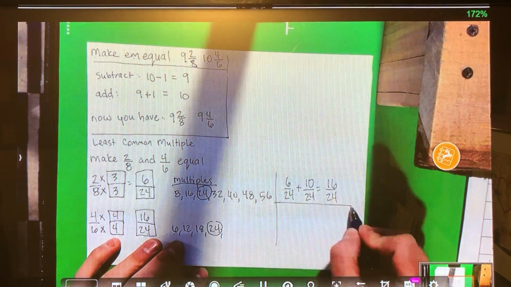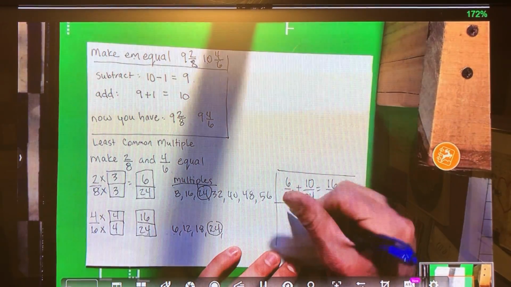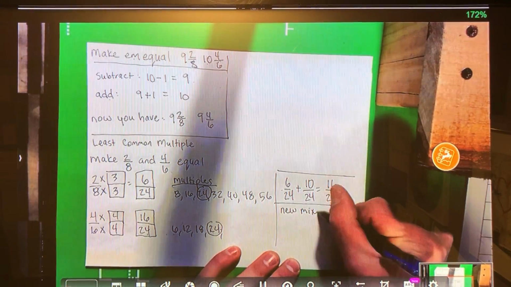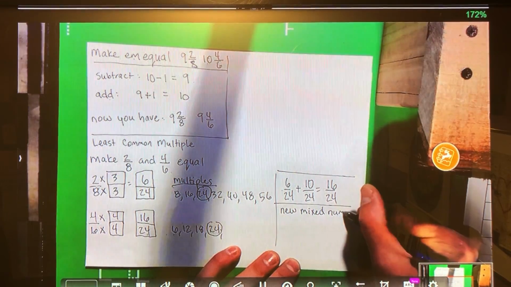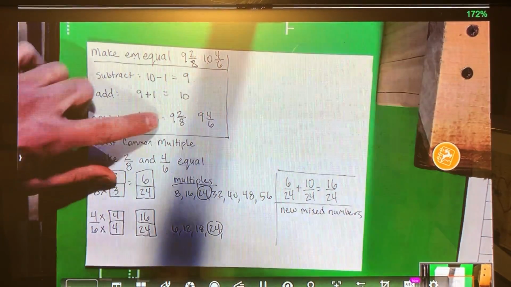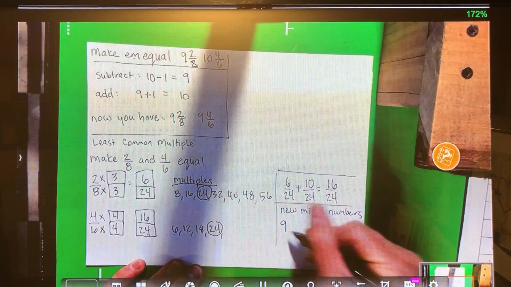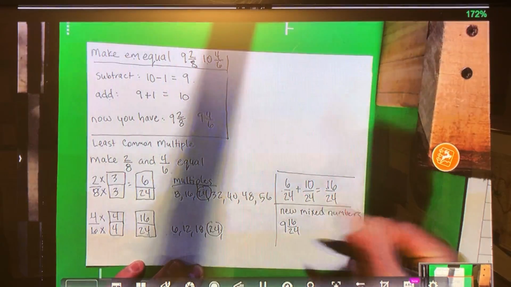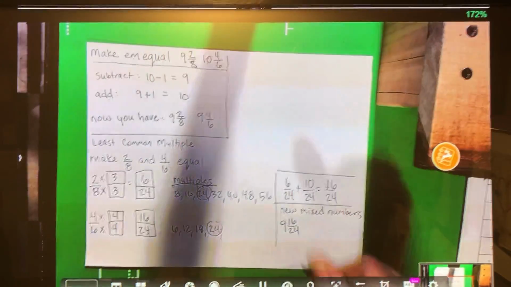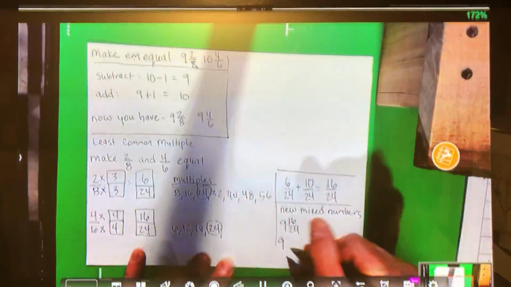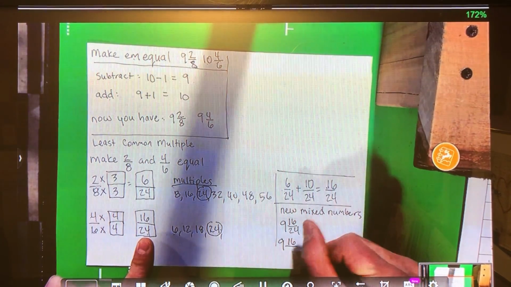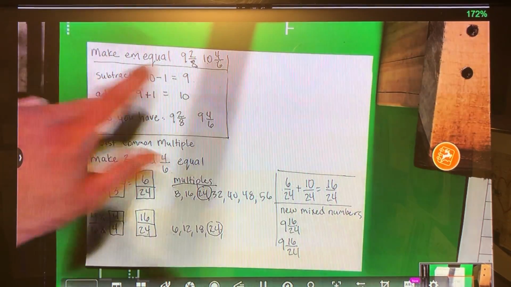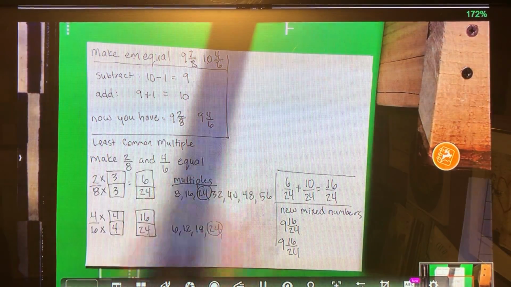What are our new fractions that we are comparing, our new mixed numbers? Okay, remember we have two 9s, so we have 9 and 16 24ths. And we have 9, and not 4/6 anymore, 16 24ths. So we have tackled the task of making 9 and 2/8 and 9 and 4/6 equivalent.